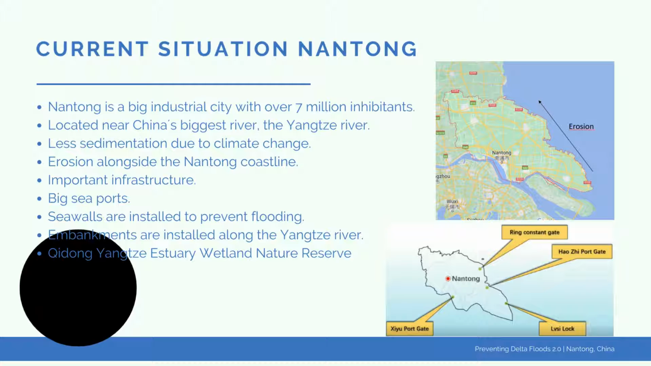In the south of the area is the Qidong Yangtze Estuary Wetland Nature Reserve, which the inhabitants would like to remain the same.